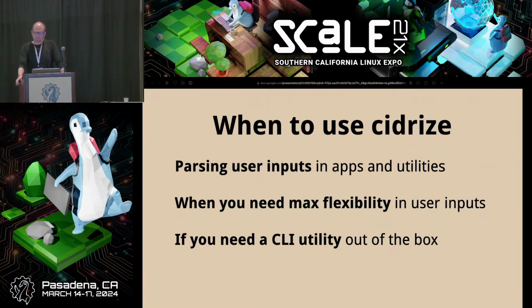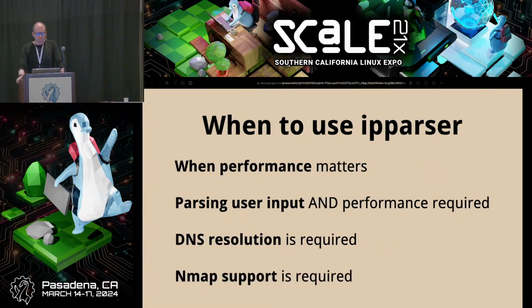Very useful. And then when do you use IP parser? When performance matters, similarly to IP address. When you're parsing user input, but you need to do it at high performance or high scale. When you need to resolve DNS easily without having to think too much about it. And again, if you're using Nmap, you need to parse XML reports. IP parser will do that for you too.